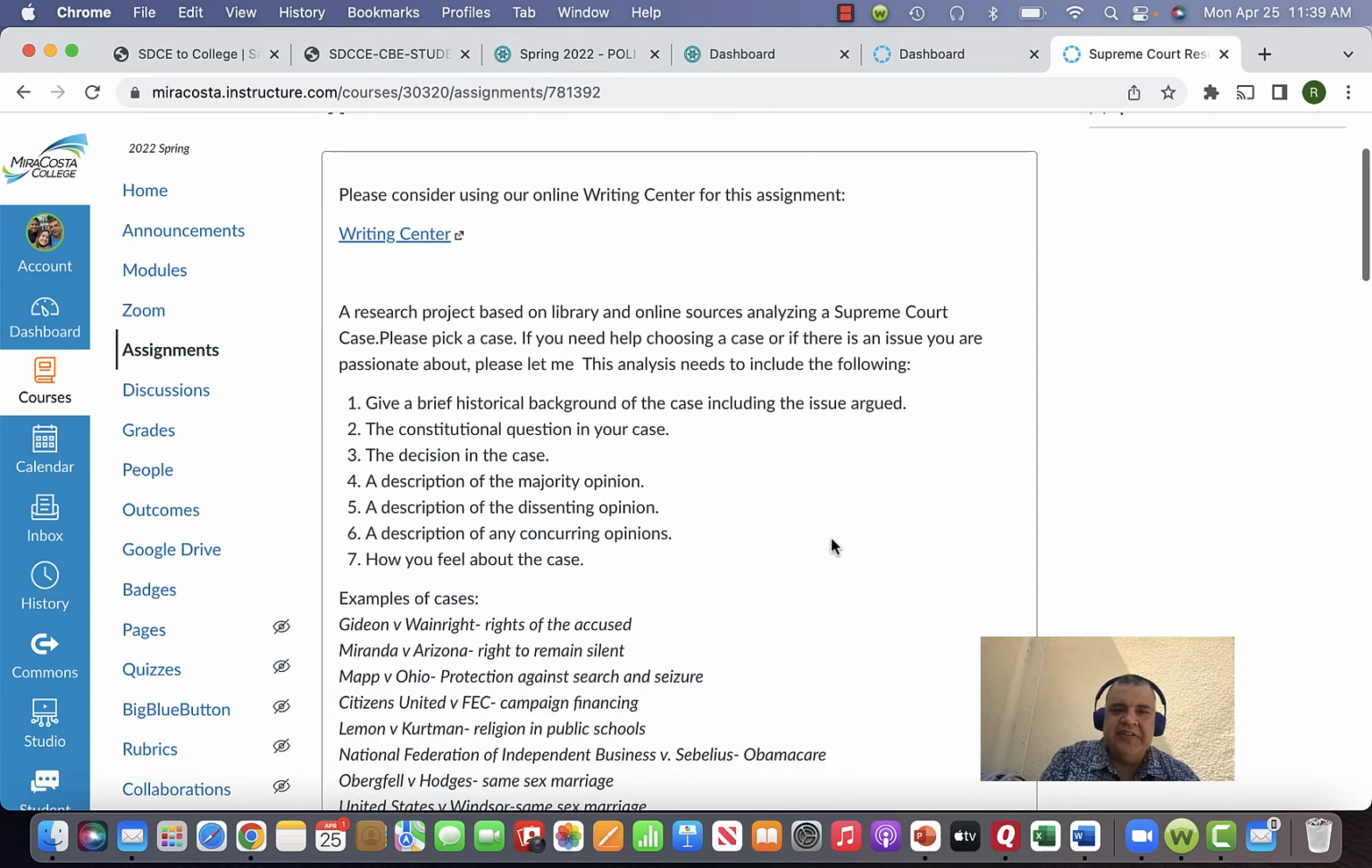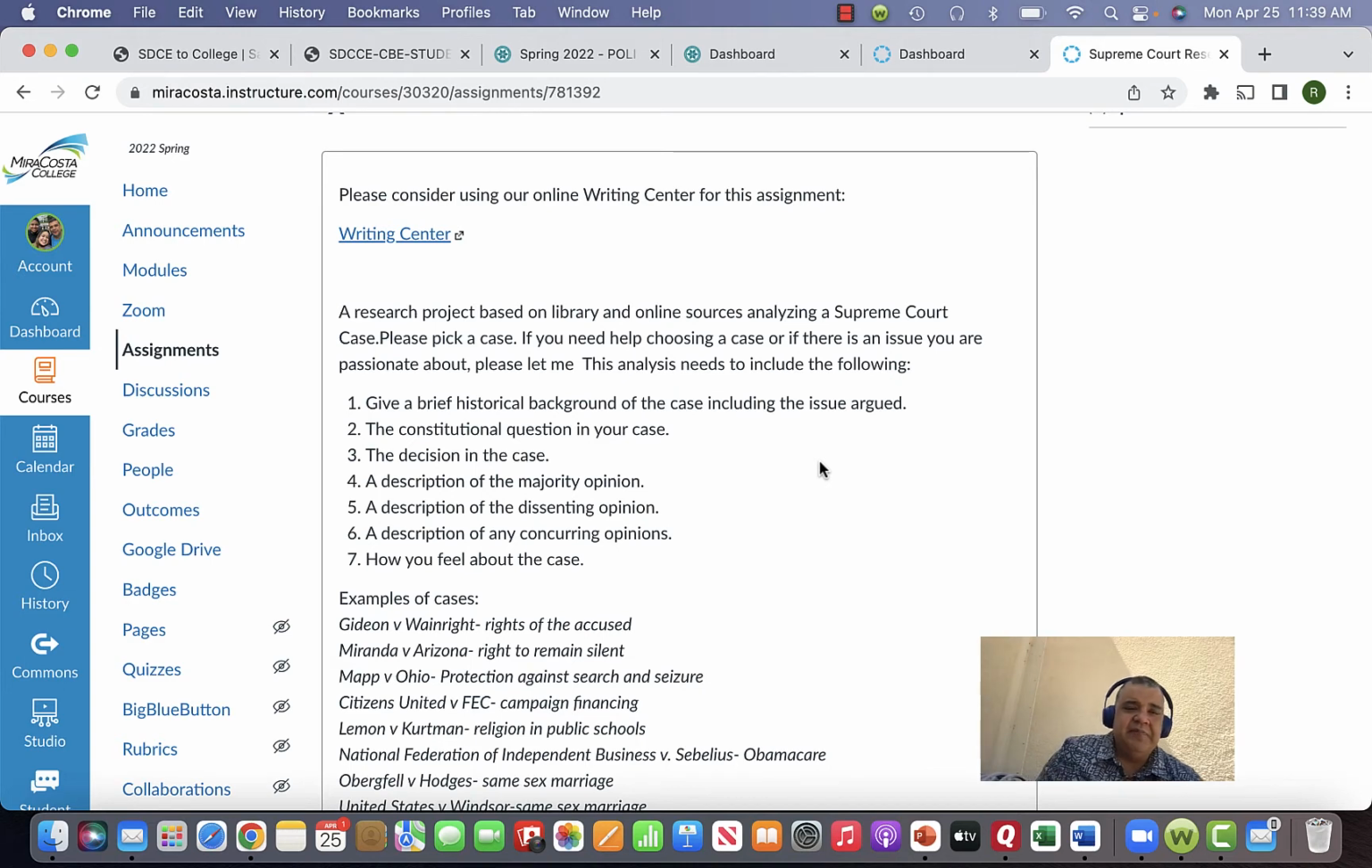Okay, pick your case. Give me a brief background of it. Tell me what it's about. What are the issues at hand? And most importantly is number 2: what was the constitutional question? Remember, in any type of Supreme Court case, there's going to be a constitutional question involved. So tell me what that is. What amendment was being argued? What part of the Constitution was being violated? Look through it, then give me the decision in the case.